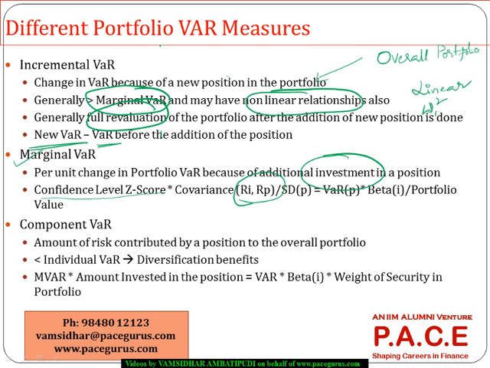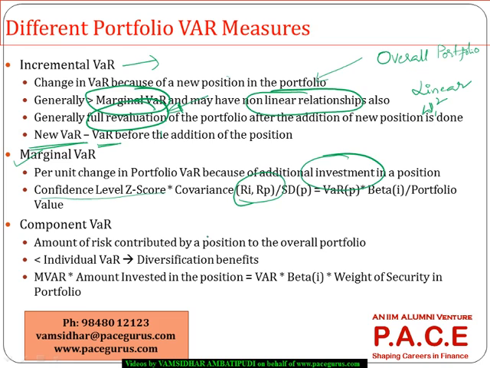And the better way to arrive at the incremental VAR is to do a full revaluation of the portfolio, just like the way we have done now. Subtract the previous VAR and take that difference to be the incremental VAR of the position. So that is how we have to differentiate between the marginal VAR and the incremental VAR.